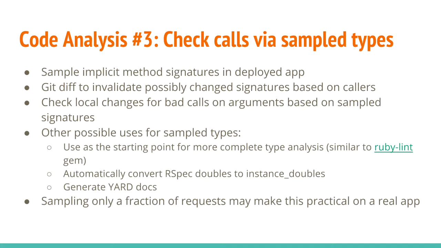And then the last point is that there is an overhead to this trace point stuff. And you could imagine in a production app, only sampling a fraction of requests could be enough to still give you realistic type information for your analysis. But as a caveat, I've not actually done this in an app deployed to real users yet.